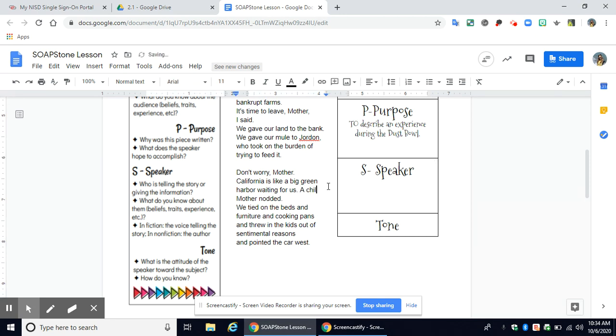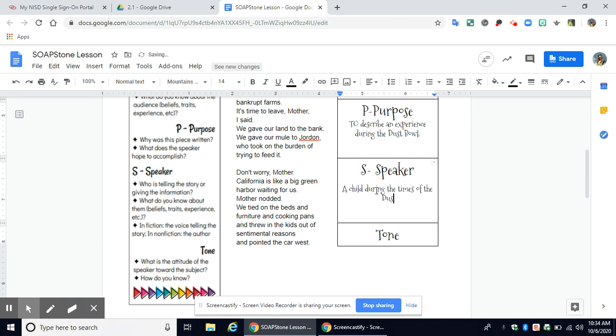So here I'm writing a child. Oops, wrong part. Under my speaker, I'm writing a child. The speaker is a child during the times of the Dust Bowl. So the speaker again.